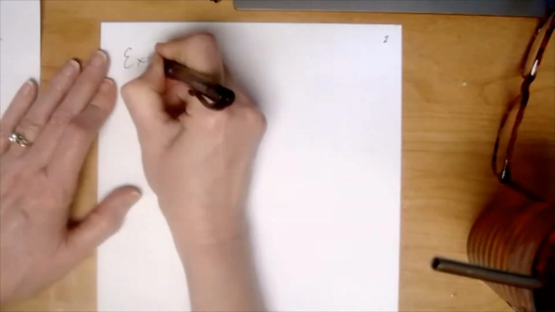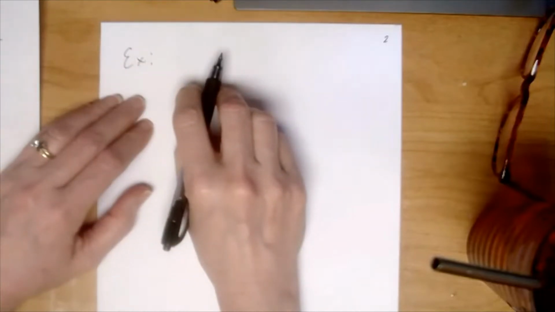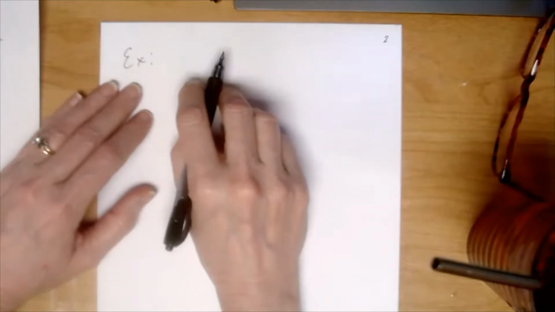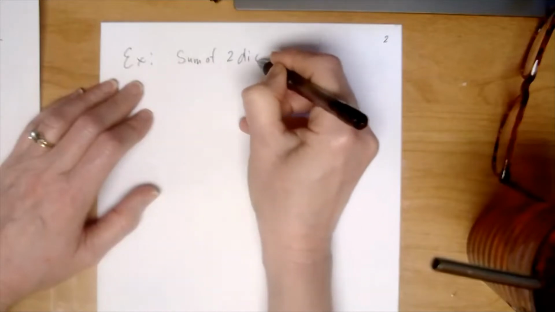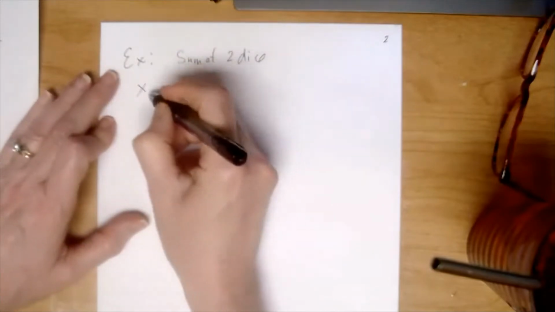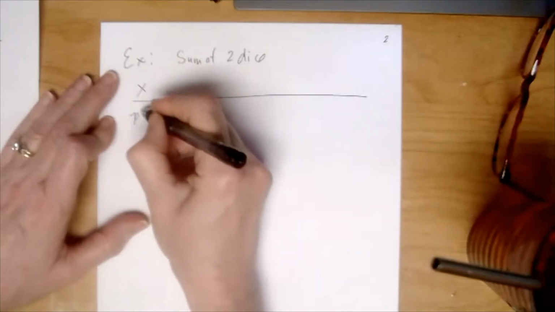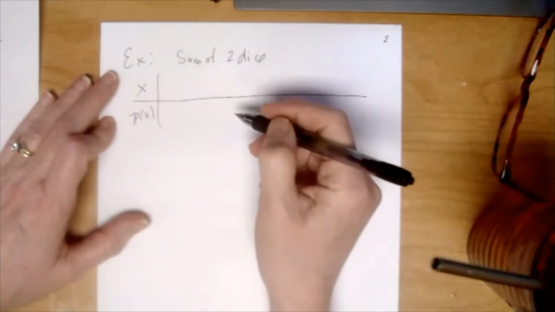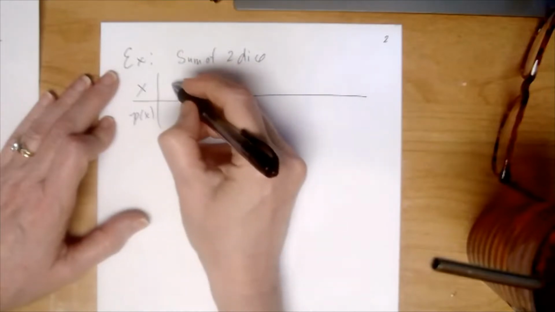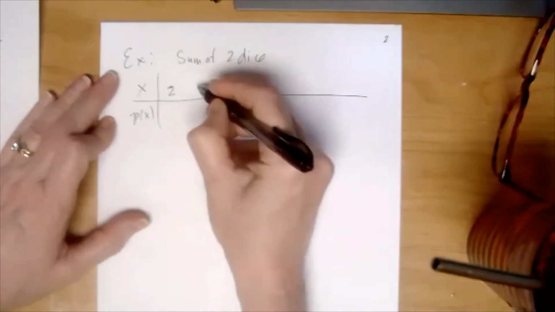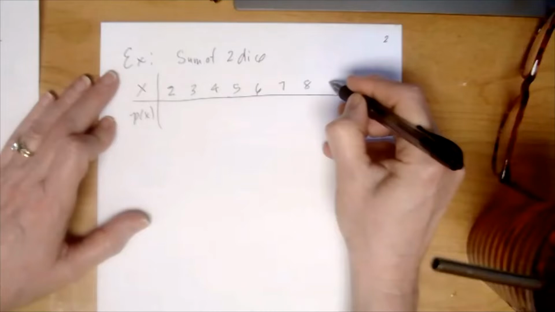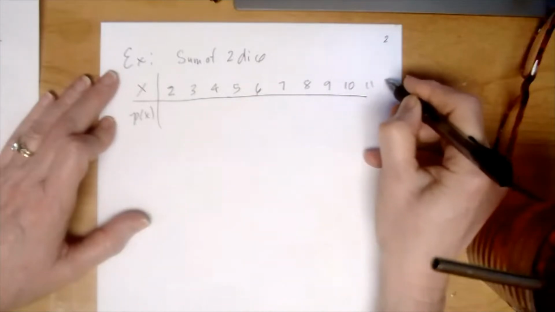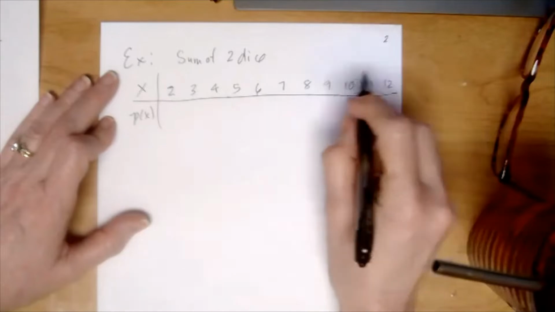Okay, so now we're going to do an example. All right, so we've already looked at this distribution, the sum of 2 dice. All right, so we're going to roll the dice, the sum of 2 dice. And we've done this distribution a few times. Hopefully you'll remember where we got these numbers. All right, so we can roll a 2, a 3, 4, 5, 6, 7, 8, 9, 10, 11, 12.